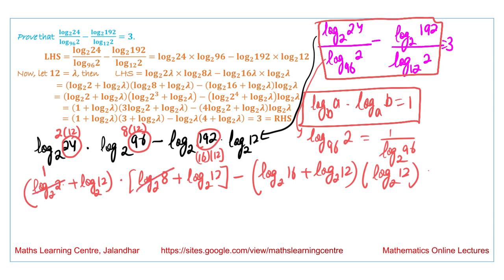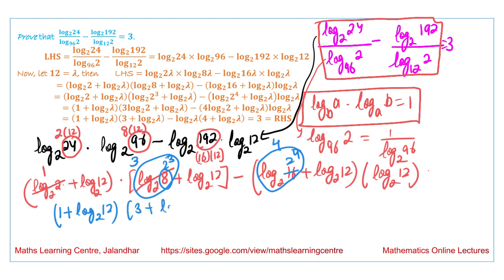The value of this term 8 we can write as 2 raised to the power 3. 16 we can write as 2 raised to the power 4. So the value of this term will be 3 and the value of this term will be 4. So we are having 1 plus log 12 to the base 2 into 3 plus log 12 to the base 2 minus 4 plus log 12 to the base 2 into log 12 to the base 2.